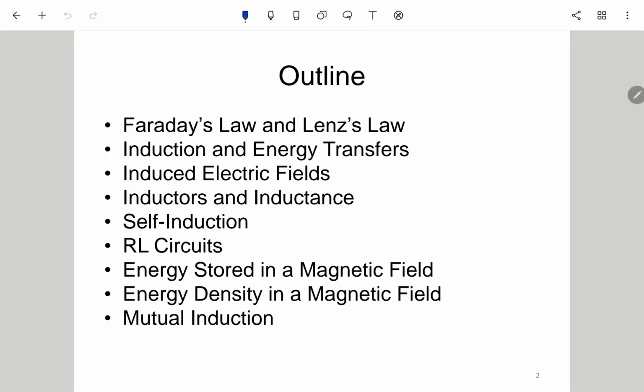Okay, so this is the outline of chapter 30. First we will introduce Faraday's law and Lenz's law. And then we will also study the induction and energy transfer, and then the induced electric field. Actually all these are included in Faraday's law, so it's like a subtopic.